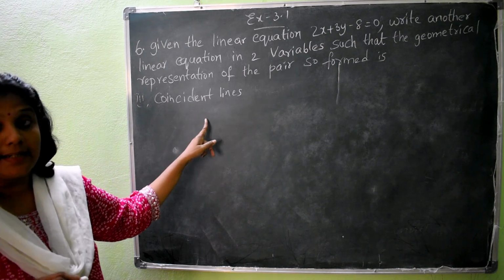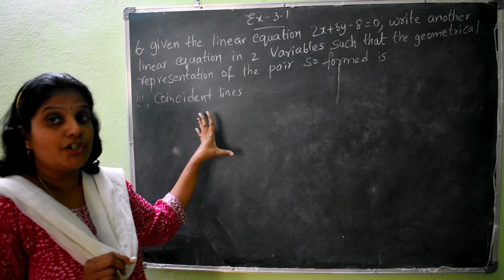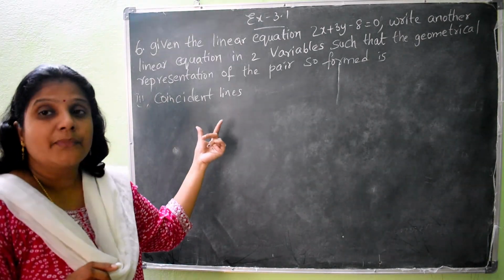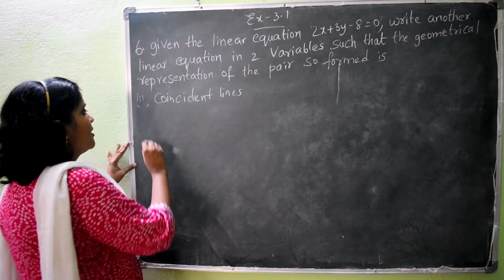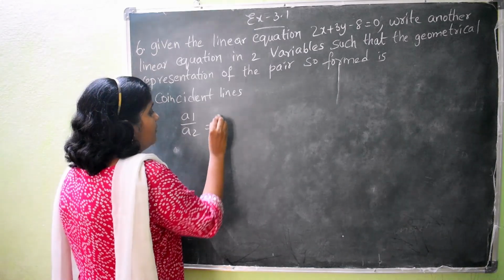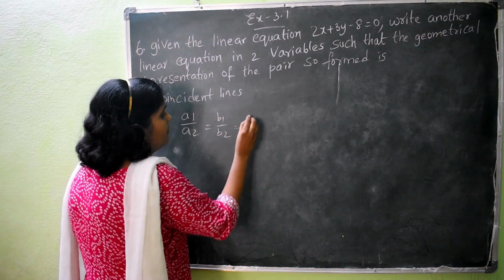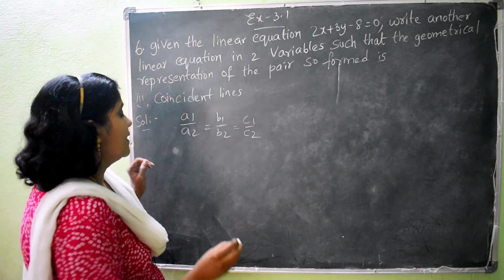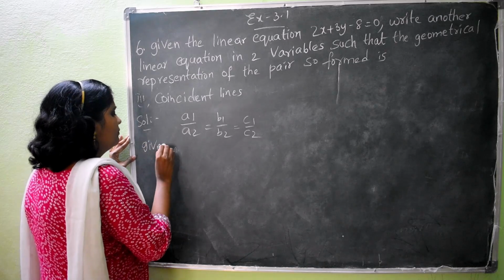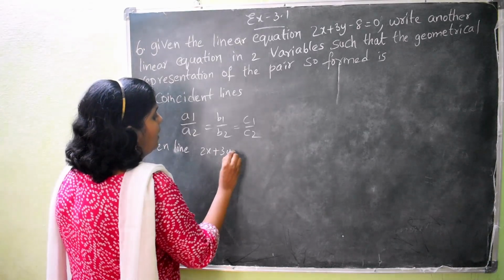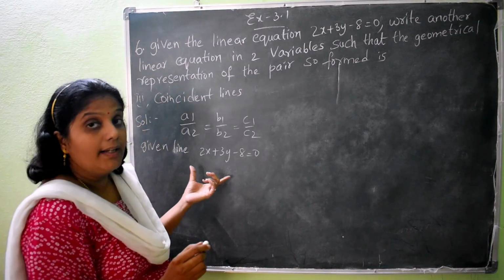Okay. Next, the third bit, coincident lines. We need to frame the linear equation in such a way that the given line and our line satisfy the coincident lines condition. First of all, what is the condition for coincident lines? a1 by a2 equal to b1 by b2 equal to c1 by c2. This is the condition for coincident lines. What is the given line? 2x plus 3y minus 8 equal to 0 is the given line.